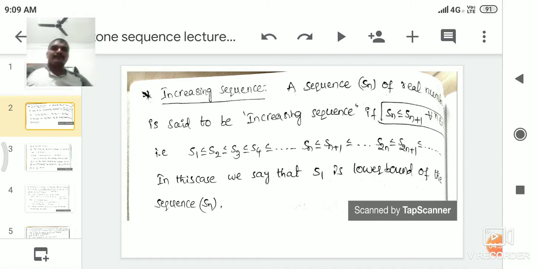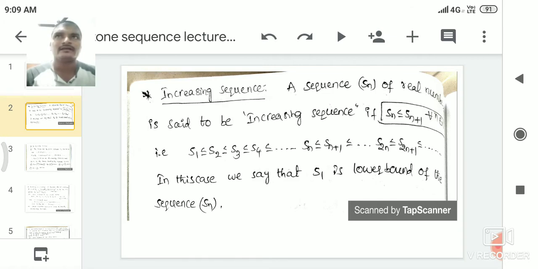Why? Because what is the meaning of a bounded below sequence? If a sequence has a lower bound, then the sequence is called a bounded below sequence. Here also the increasing sequence has a lower bound, that is S1. So we say that every increasing sequence is a bounded below sequence.